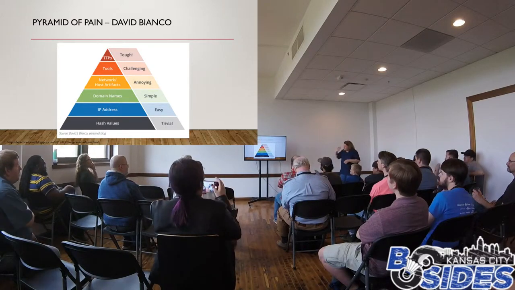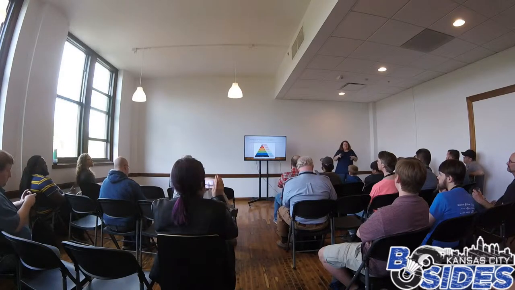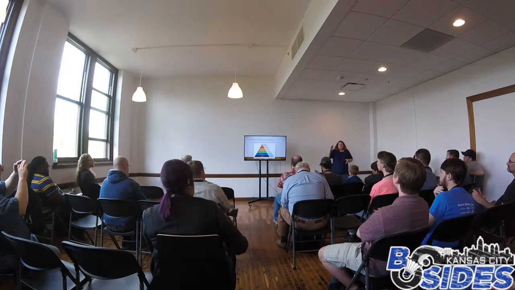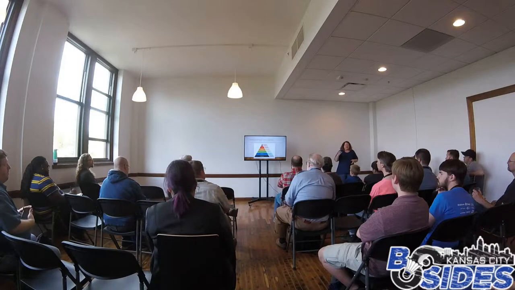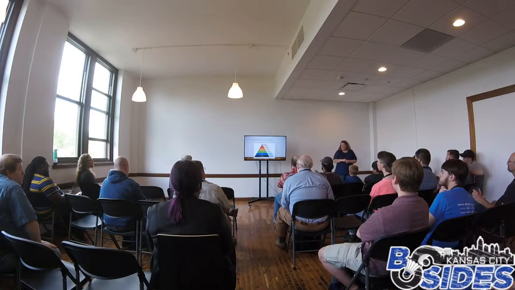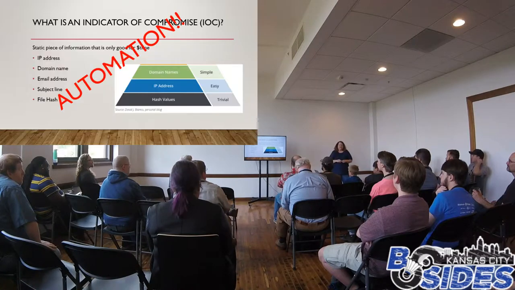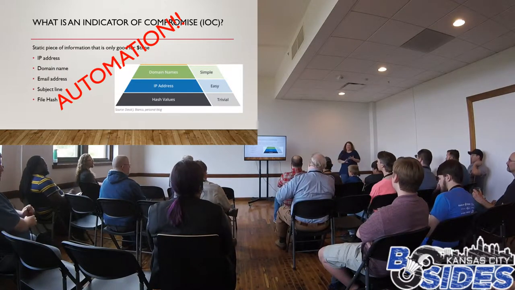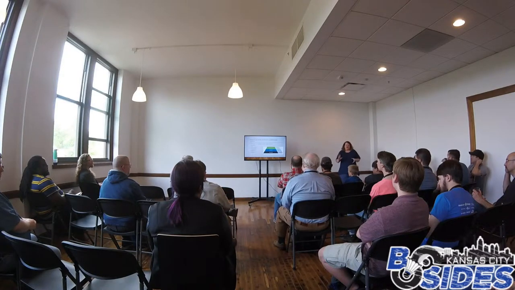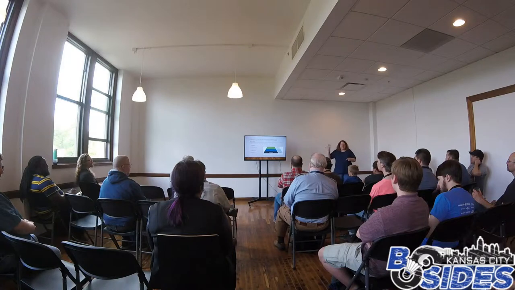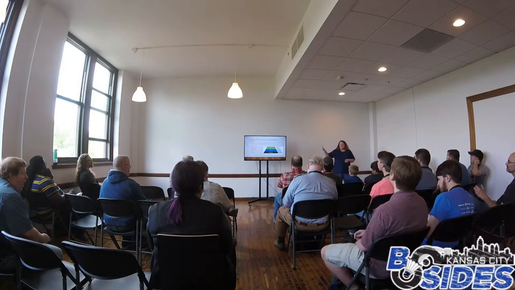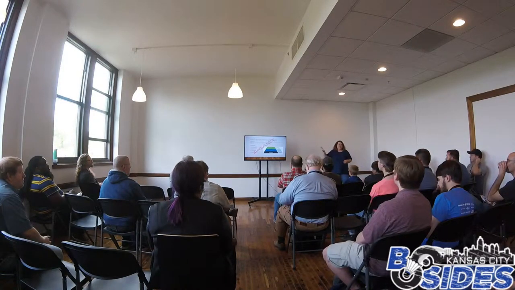Good, most of you. This is something that David Bianco did, and he talked about how much pain we cause the bad guys as we detect things on this pyramid, as we burn their infrastructure. If we're down at the bottom of the pyramid, these things are easy for the bad guys to just blow away and start again. So if you look at IP addresses, domain names, email addresses, subject lines, file hashes, you change any one thing on a file hash, it's not detected anymore, right? So this stuff is where you really need to focus your automation pieces.